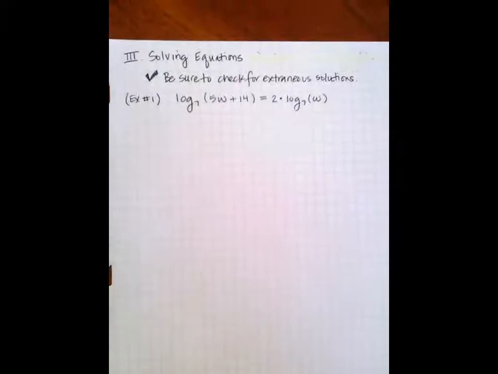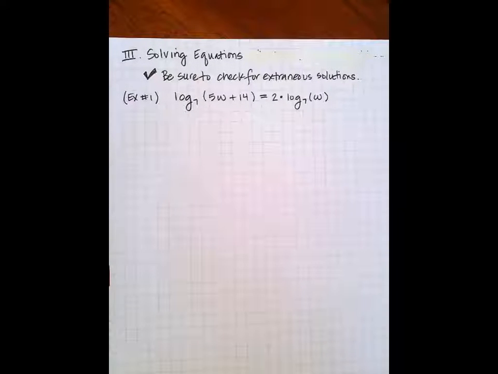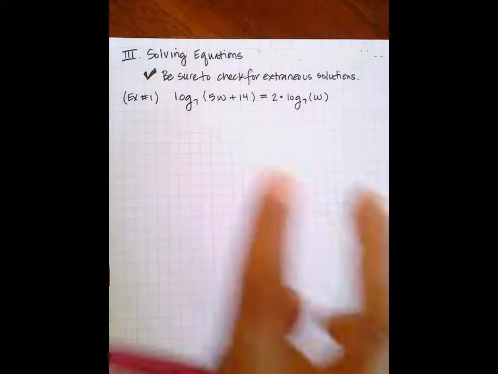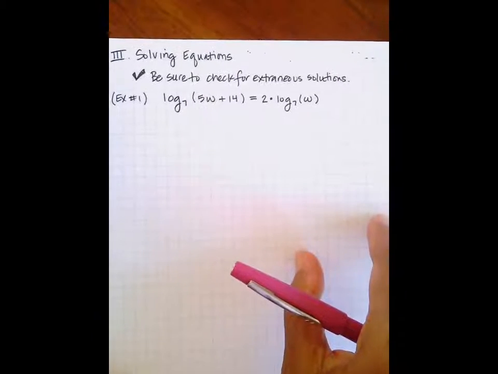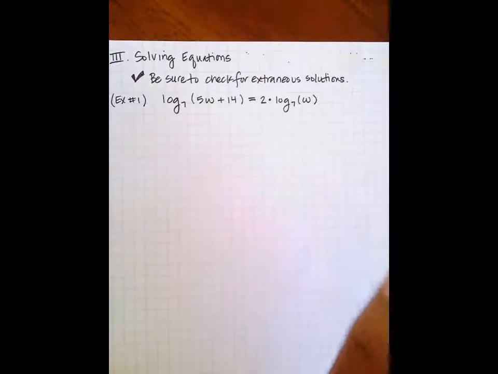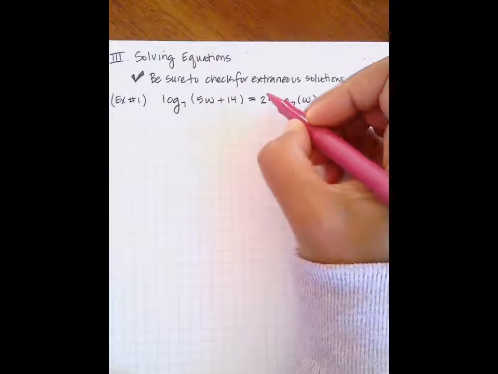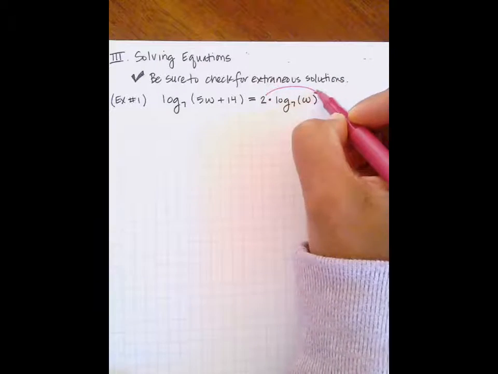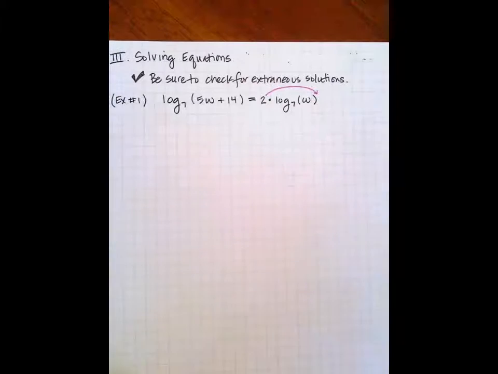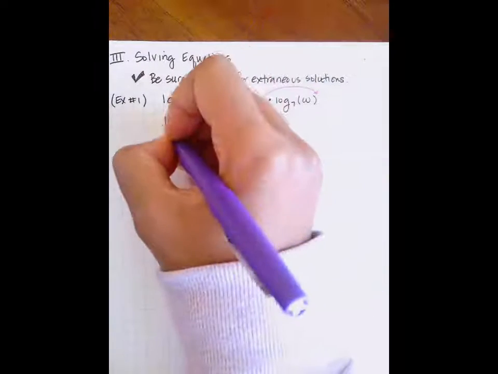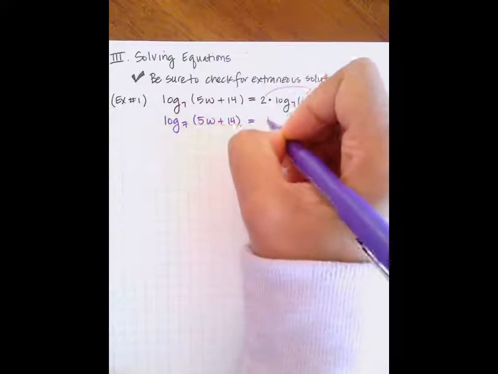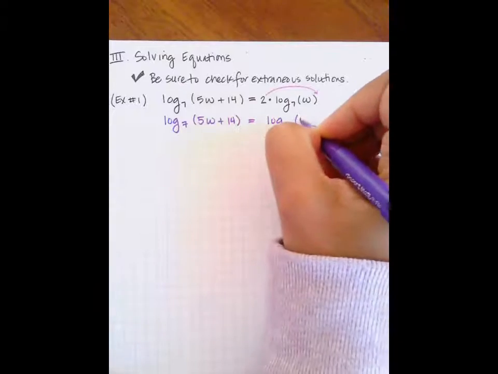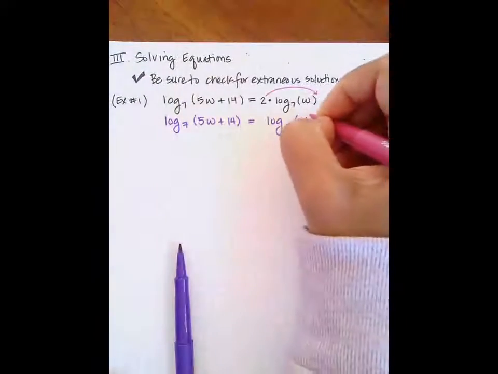The first example that we're going over is log base 7 of 5w plus 14 equals 2 times the log base 7 of w. I happen to see that these are both log base 7, so I know that I'm going to be able to solve this problem. The first thing I need to do to make this easier is use the power property of logs to bring this squared up to the top. When I do that, I've got log base 7 of 5w plus 14 equals log base 7 of w, and now this w has been squared.